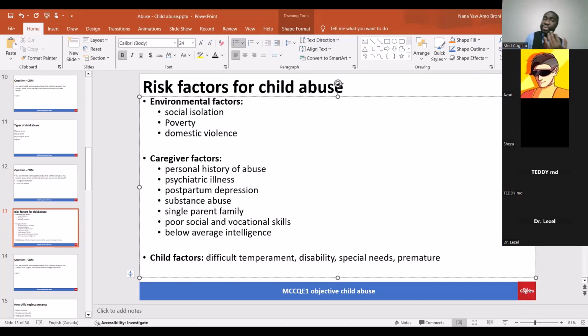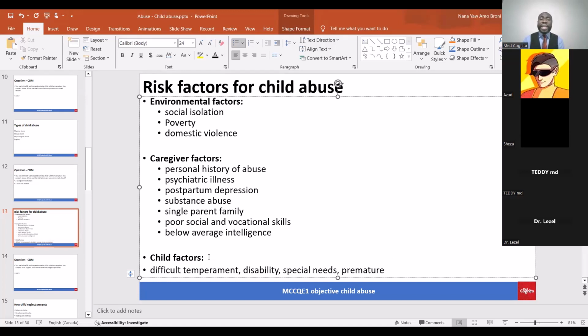So what are the caregiver risk factors? Personal history of abuse, psychiatric illness in the caregiver, postpartum depression, substance abuse in the caregiver. And you realize that substance abuse is a whole MCC objective as well. We have substance abuse disorder and substance use withdrawal. These are two objectives you need to also master. Then single parent family, poor social and vocational skills, and below average intelligence.